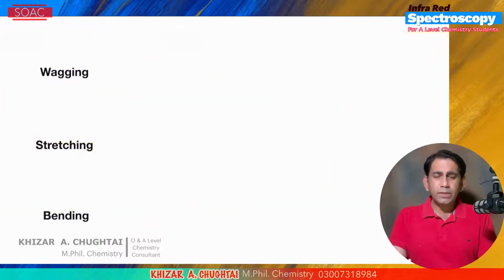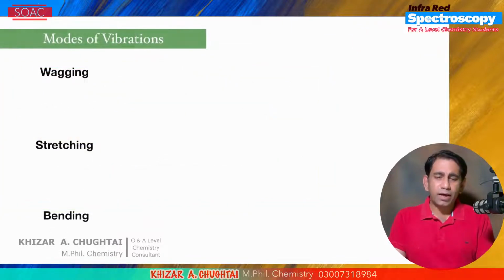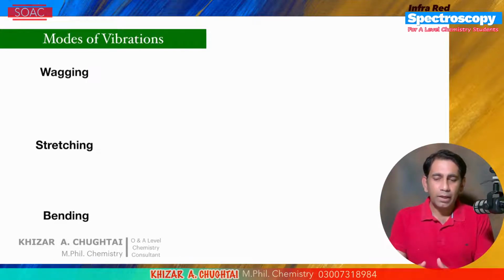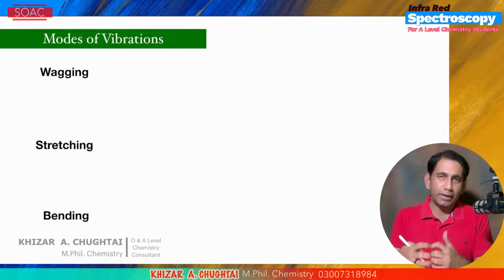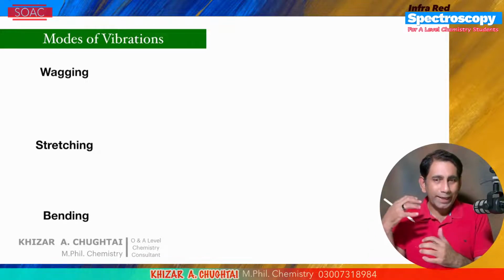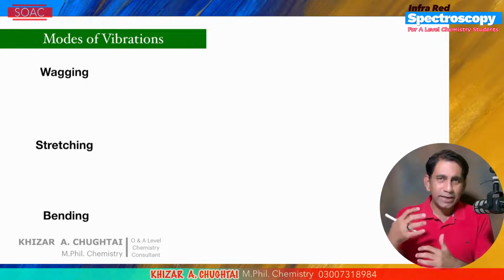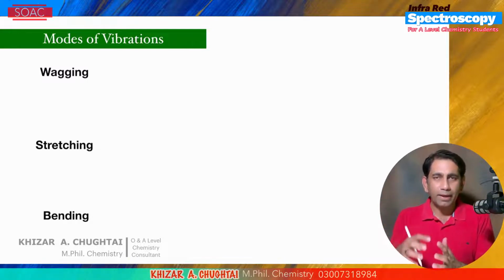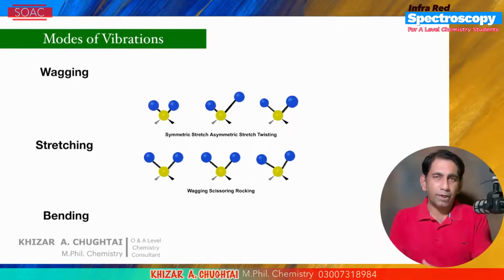The next point is when IR radiations are allowed to react with chemical bonds. This is spectroscopy. Spectroscopy means a technique in which radiations are made to interact with a chemical bond. When electromagnetic radiations interact with the chemical bonds, or hit a chemical bond, they change the modes of vibration.